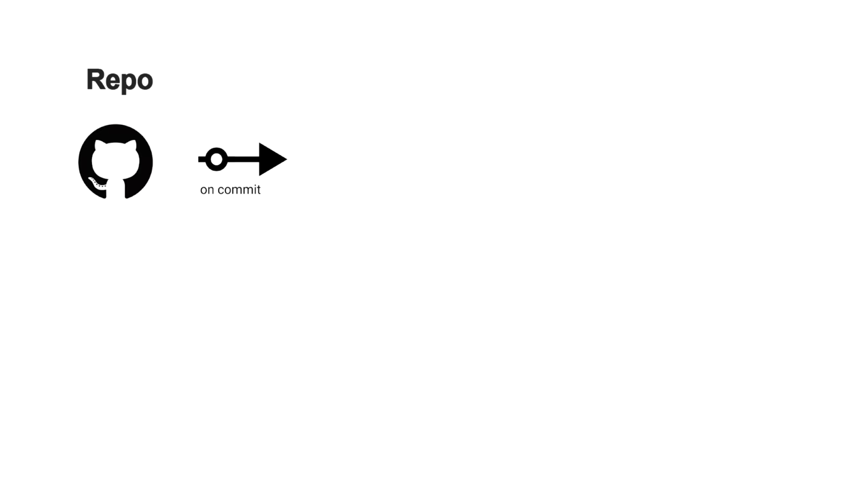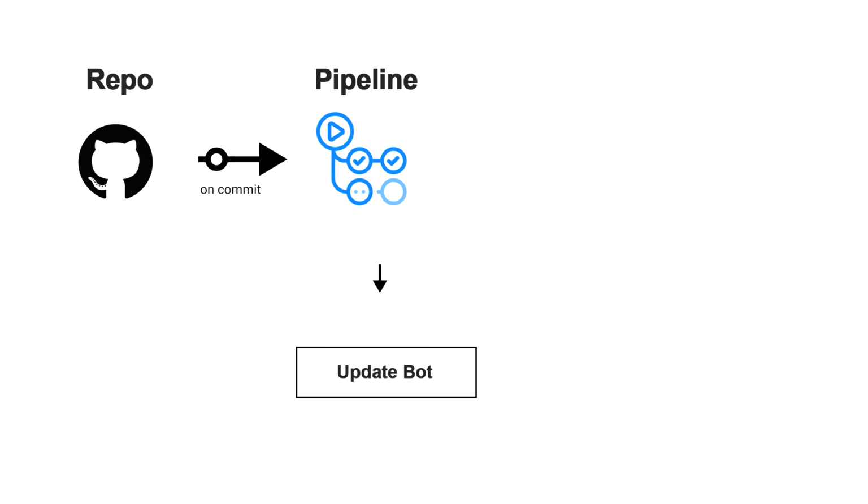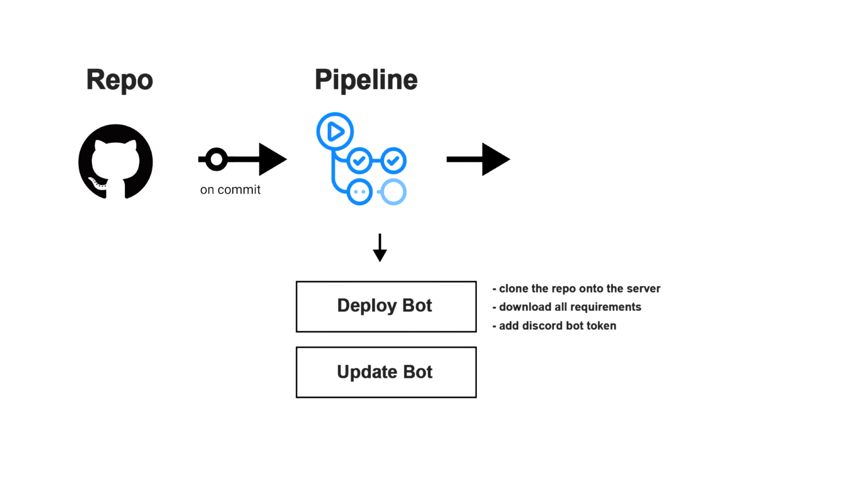When we merge new code into the main branch, we kick off a pipeline that triggers a single job. This job is called update. So the update job is responsible for cloning the repo into the server and then restarting the server, i.e. your Discord bot. But before we do this, we need to set up our Linux environment to be able to run our Discord bot in the first place.